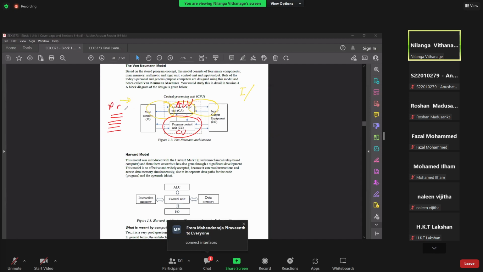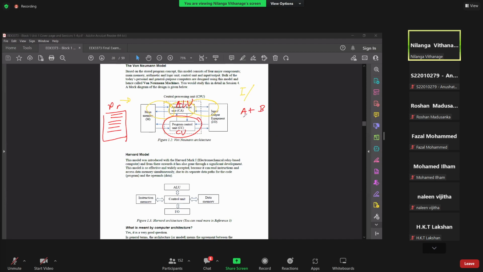Based on those instructions, the control unit handles the other equipment like memory and other input and output devices, and the arithmetic and logic unit. Even the ALU has separate memory access. Someone has to be there to control it. So when to do the arithmetic operation, like if you take this arithmetic operation A plus B.